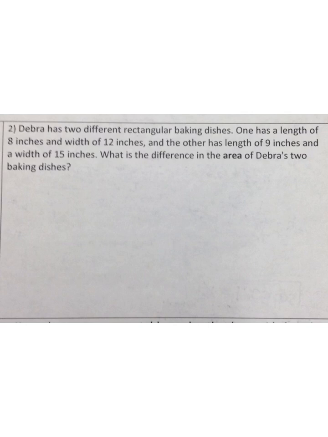Number 2, Deborah has 2 different rectangular baking dishes. One has a length of 8 inches and a width of 12 inches, and the other has a length of 9 inches and a width of 15 inches. What is the difference in area of Deborah's 2 baking dishes? So my hint is to draw a picture to help you and label the length and width of each dish.